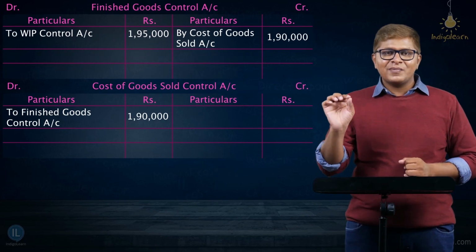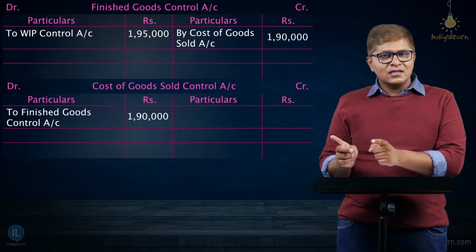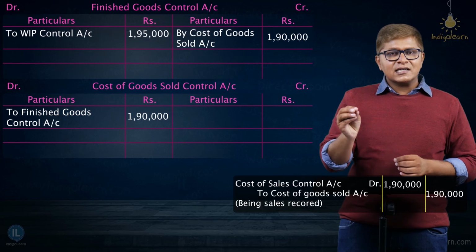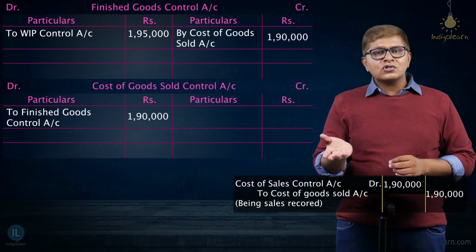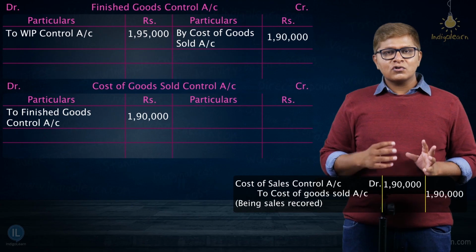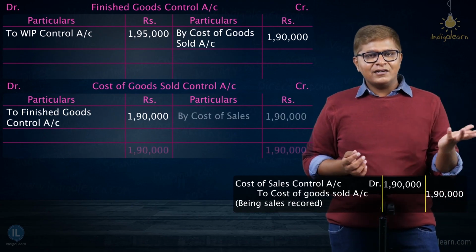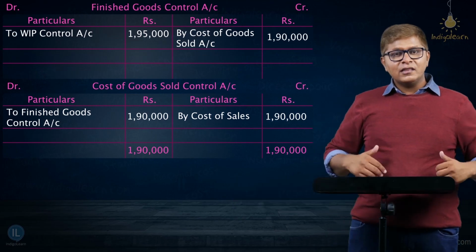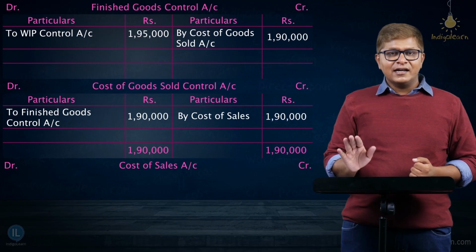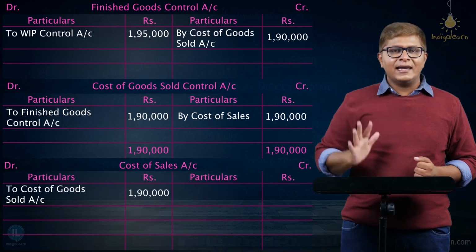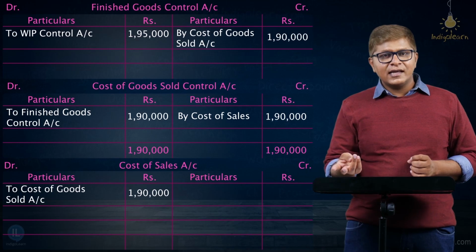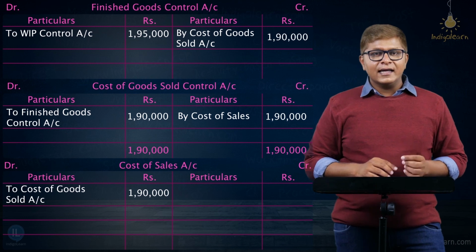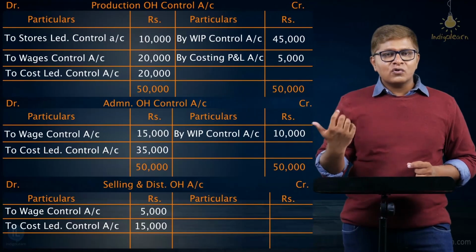So first let's pass an entry for the transfer of goods from cost of goods sold account to the cost of sales. So cost of sales account debit 1,90,000 to cost of goods sold 1,90,000. If we go to the cost of goods sold account, on the credit side we will do this posting by cost of sales 1,90,000 and the account will get closed. Now in the cost of sales account, on the debit side, we will have to cost of goods sold 1,90,000. We will now transfer the admin overheads to this account, and we will also transfer the selling and distribution overheads to this account. Let's go to our admin and office overheads control account.